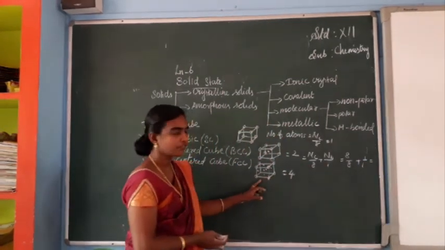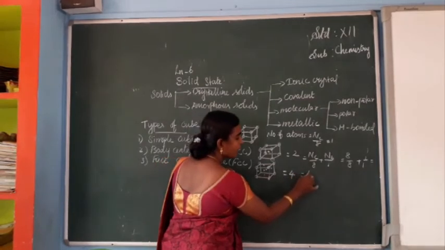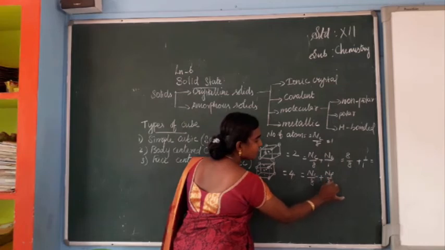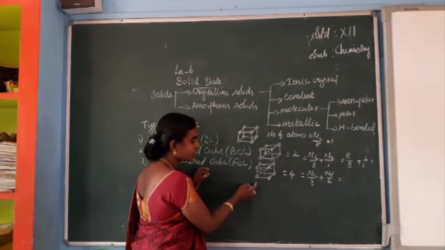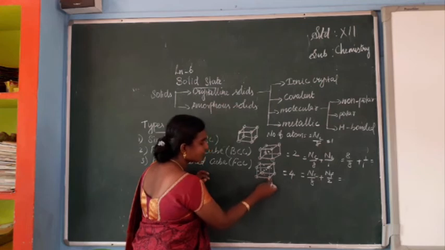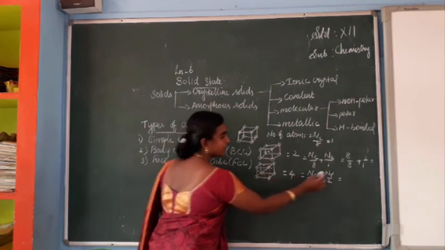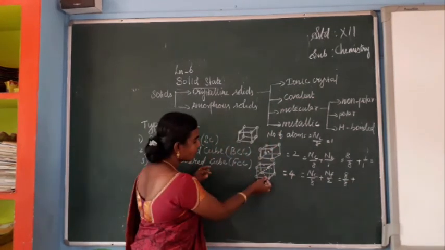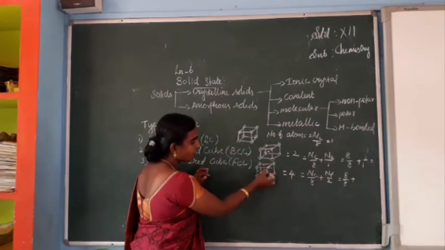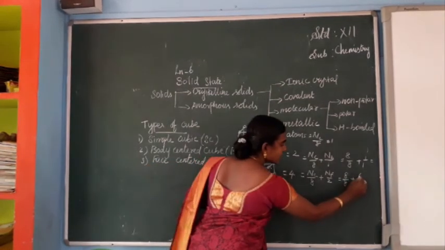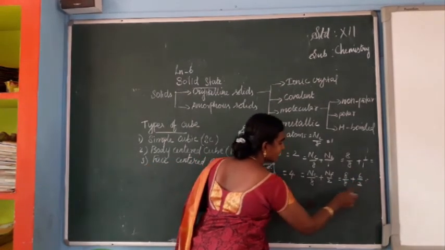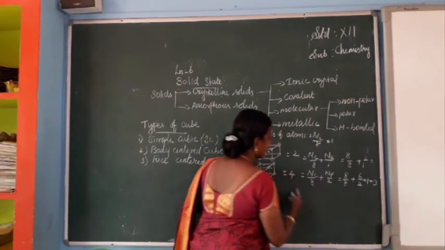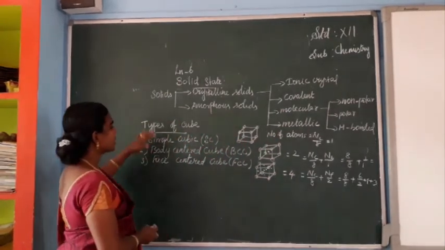So how are we getting 4 here? The formula is Nc divided by 8 plus Nf divided by 2. The number of corners is 1, 2, 3, 4, 5, 6, 7, 8, so 8 divided by 8, plus the number of faces 1, 2, 3, 4, 5, 6, so 6 divided by 2. 1 plus 3, you are getting 4. So we have seen types of cube.